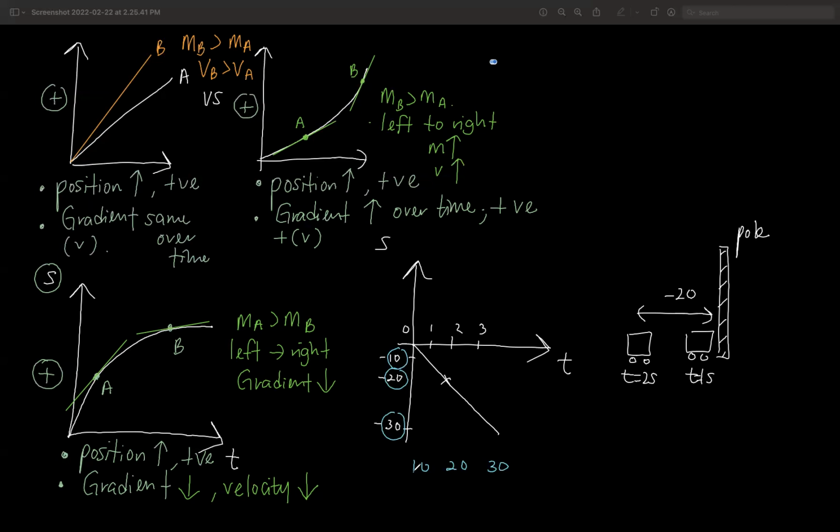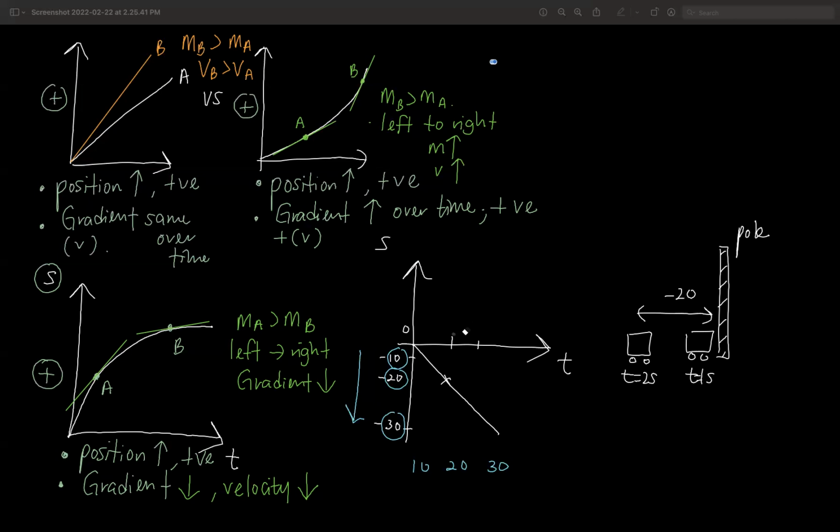But in physics, it's different. In physics, we say that minus 30 is larger, because the minus represents direction. We are actually only looking at the number 30. So it is increasing in the negative. Okay, increasing in the negative.